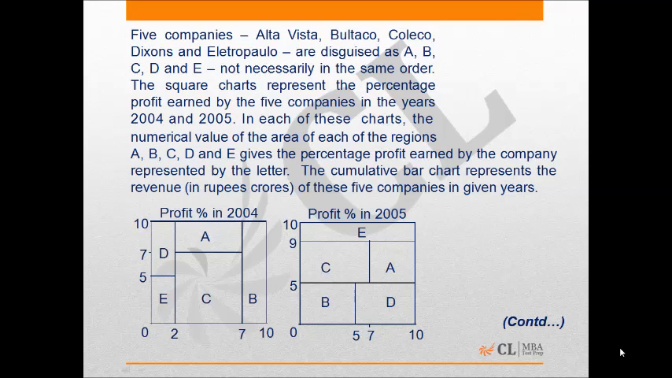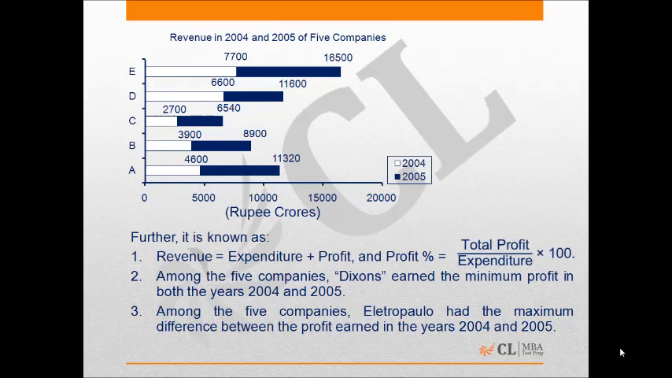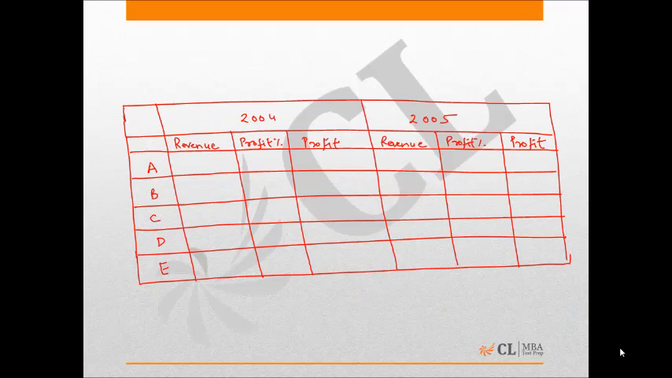There is another chart in this which is a cumulative bar chart which represents the revenue in 2004 and 2005 of these 5 companies. So it's a normal problem where the table has to be filled with the given data, and once I fill this table, it would be easier for you to answer the problems based on it. So let's try to fill the table.